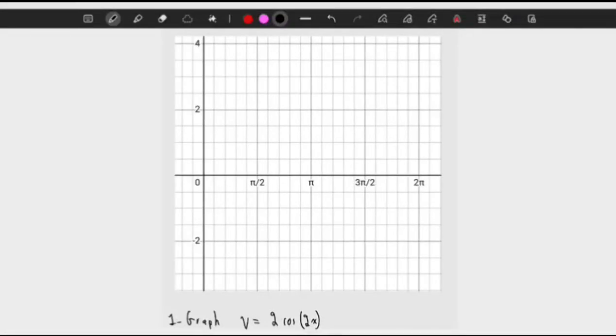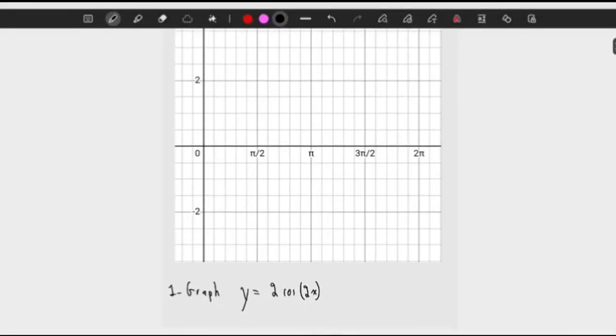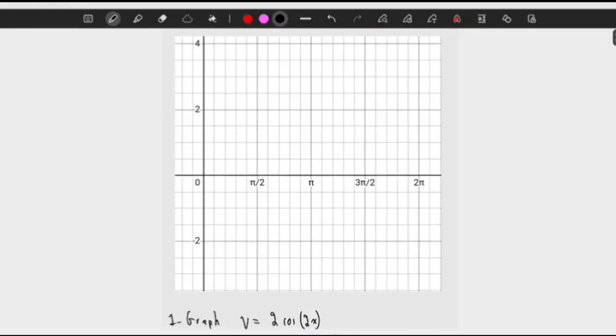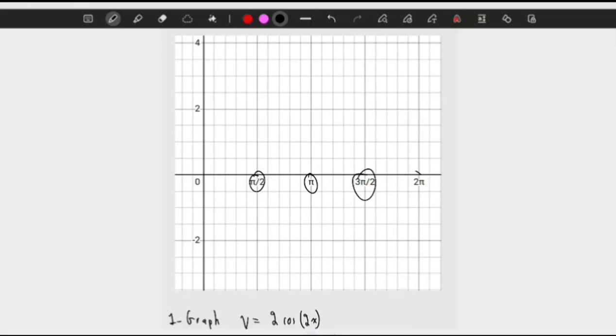Alright, so for this, we have a question to graph y equals 2 cos of 2x. And the thing about this year's trigonometry compared to last year's trig is that the x-axis is a different unit. So you'll notice that we've been using pi instead of degrees, like we used to.